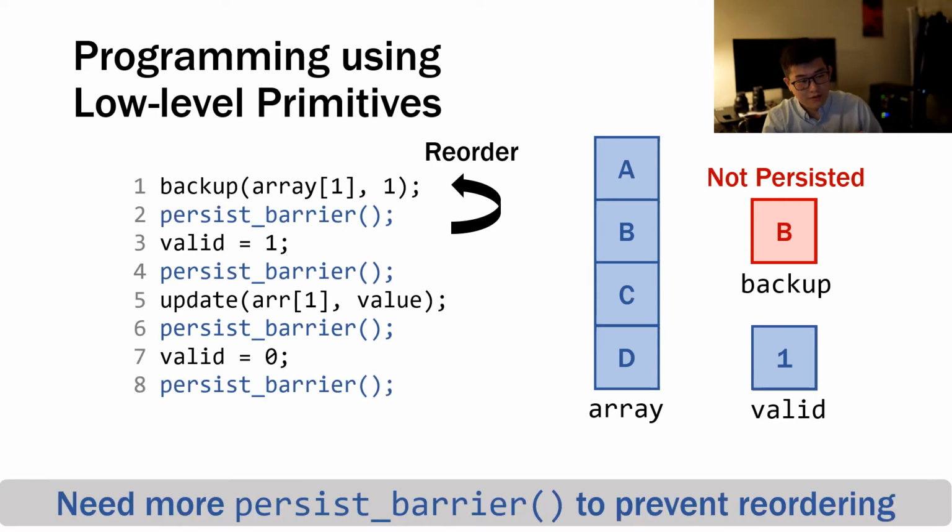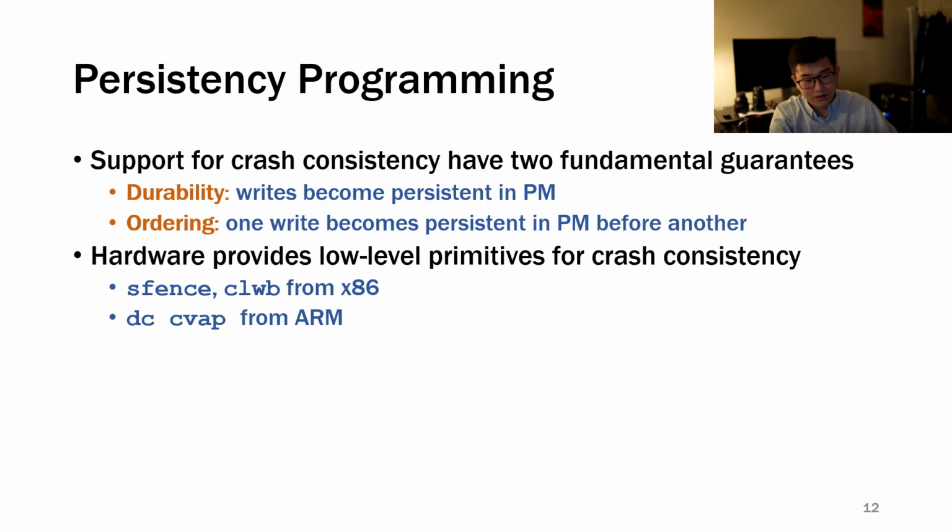The fix is that we need to insert more persist barriers to prevent such reordering from happening. So we have a persist barrier between line 1 and the current line 3 to make sure the backup is set before we can set the valid bit. Similarly, we have another persist barrier between line 5 and line 6 to have the update persisted in place. Then we invalidate the backup. Otherwise, we may not have anything to roll back. If the value is already set to 0, then we will take the data that already exists in the in-place update. Because reordering has been disallowed, we always have a correct system.